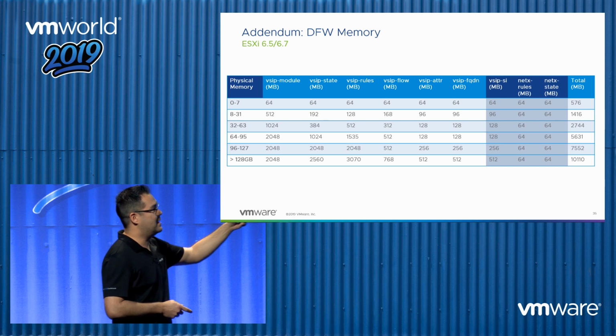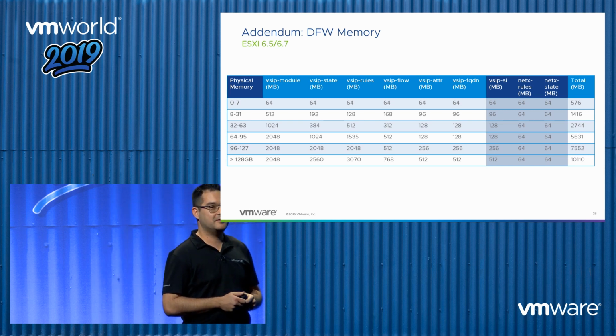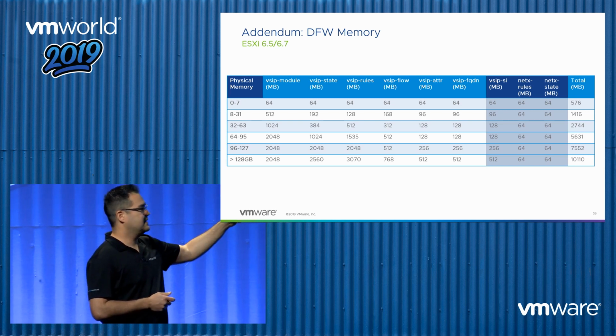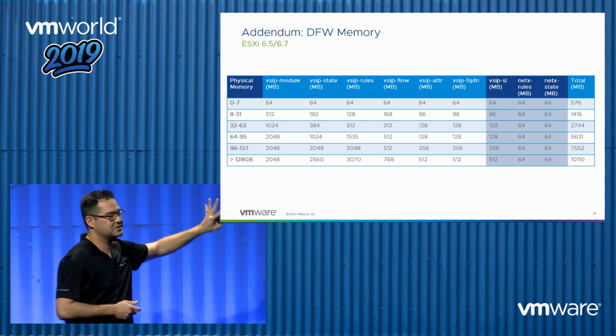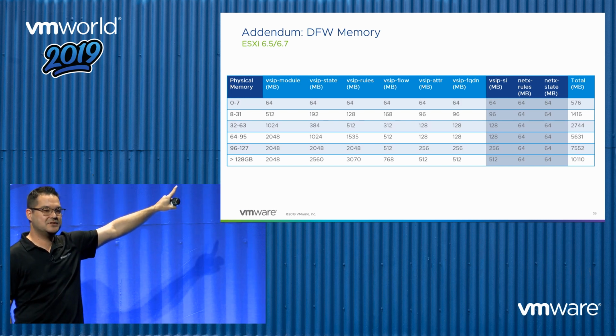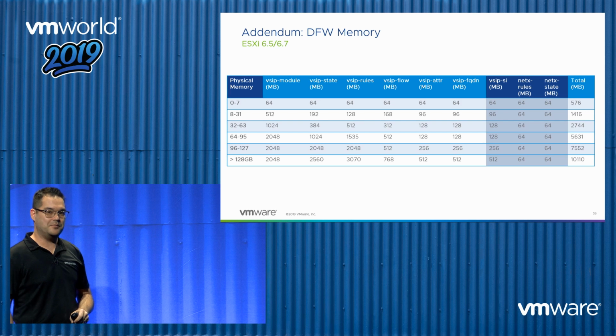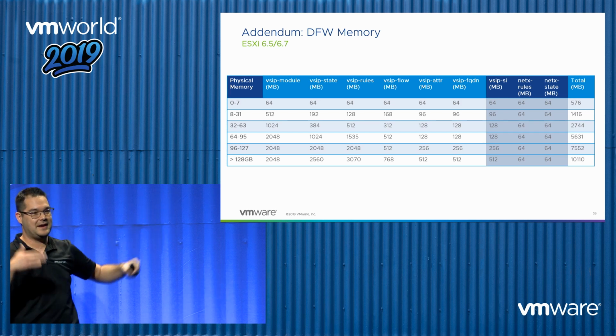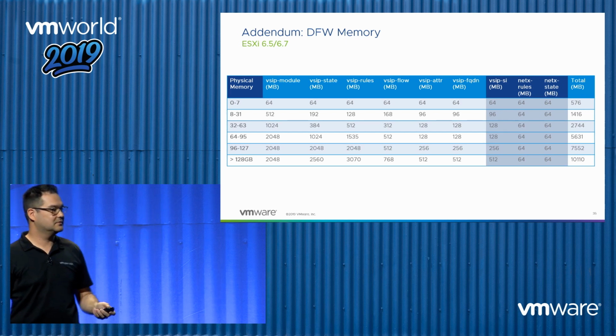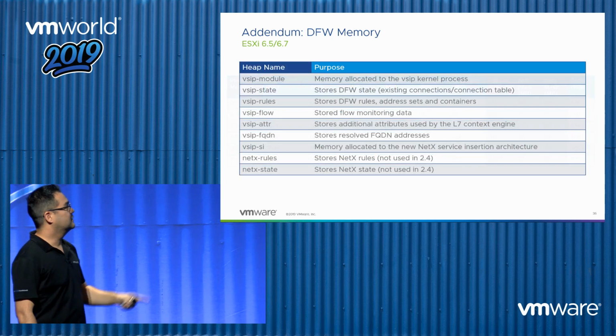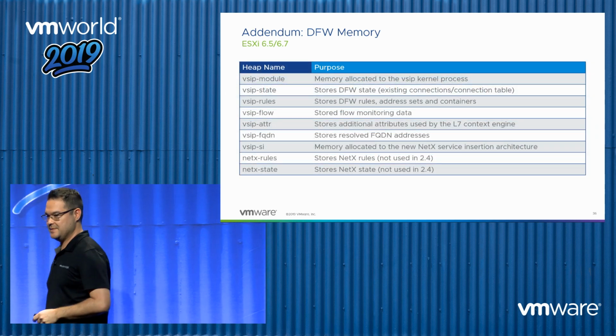And if you're interested about how much memory actually gets allocated on each hypervisor type or ESXi type, here's the table. I'm not going to talk through it too much, but it's based on how much physical memory you've got in your server. At boot up time, it looks at how much memory and then allocates the heaps accordingly. And it's a quick slide and tells you what all the heaps are actually used for.